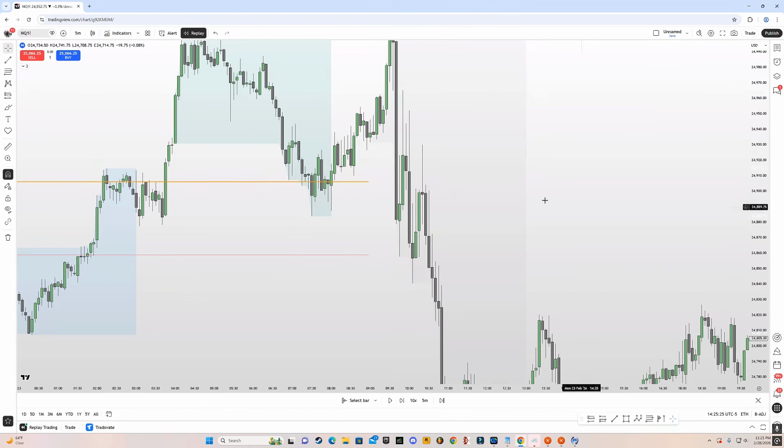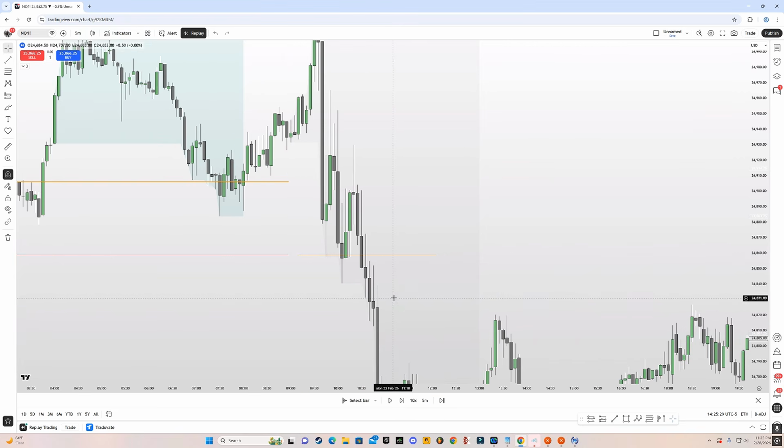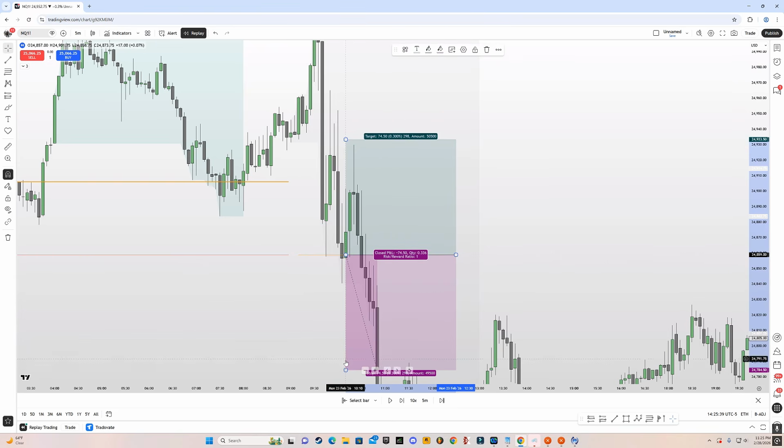So now, notice what happened here. We went below the value area low. We had a close below, step one. We wait for a reclaim. We closed here, and then you could have taken an entry on the retest.